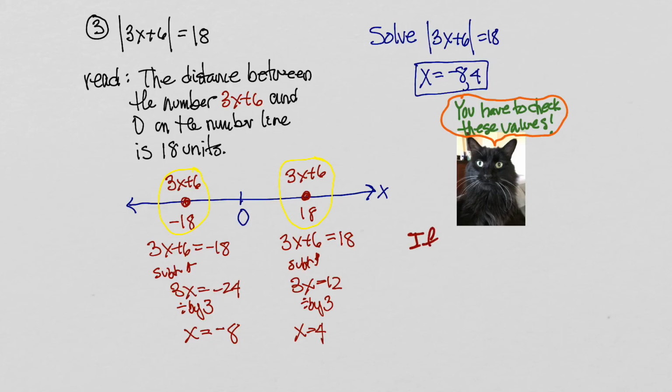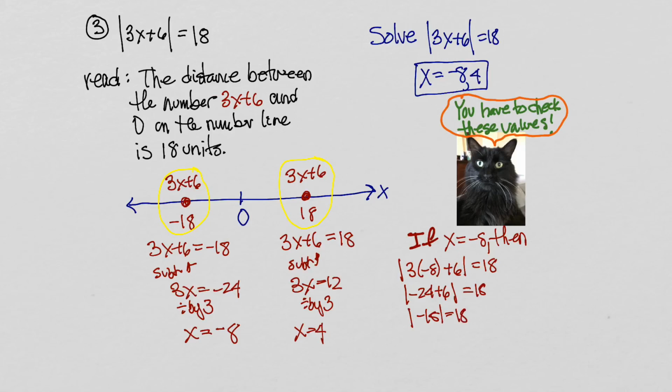I will say if x equals negative 8, then let's put that negative 8 back up into the original equation. We will get the absolute value of 3 times negative 8 plus 6 equals 18. Let's see if that gives us a true or false statement. This will be the absolute value of negative 24 plus 6, which equals 18. Negative 24 plus 6 is negative 18, so we have the absolute value of negative 18 equals 18.